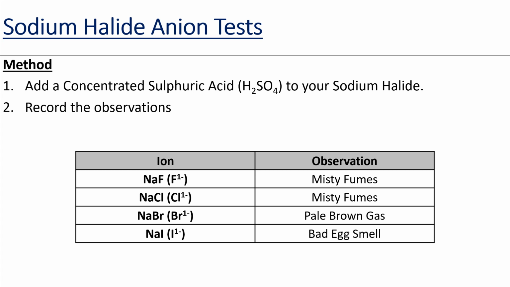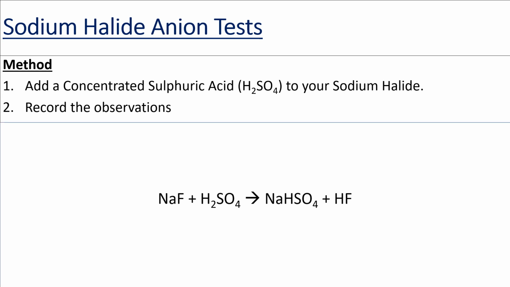So in a nutshell, the observations you're looking for: if you get misty fumes being produced and nothing else, then you've got a sodium fluoride or a sodium chloride. If you get a pale brown gas being produced, then you've got a sodium bromide. And if you get a really bad rotten egg smell, then you've got sodium iodide. So the reactions that occur are these.